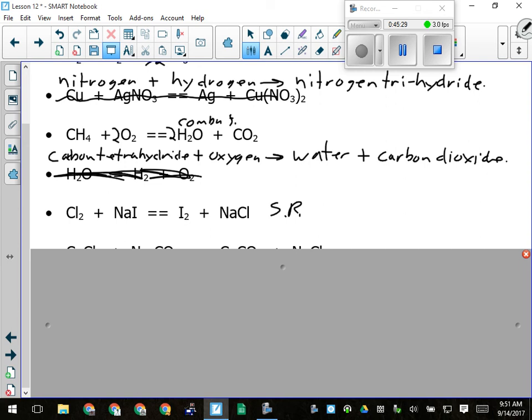So I've got 2 chlorines over here, so I put a 2 there. That gives me 2 sodiums, so I come back over here and put 2 sodiums on this side, which makes my iodine work. That's always a good sign. Now the whole thing is balanced. Written out in words, we'll have chlorine plus sodium iodide gives us iodine plus sodium chloride.